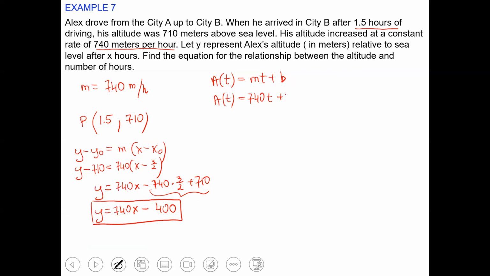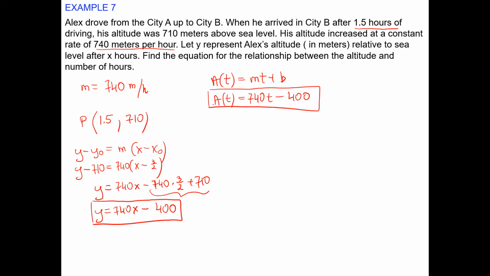Modeling the relation between the altitude. Actually, it will be negative. Okay, negative. I think this is correct. Okay, great. Let's keep moving.